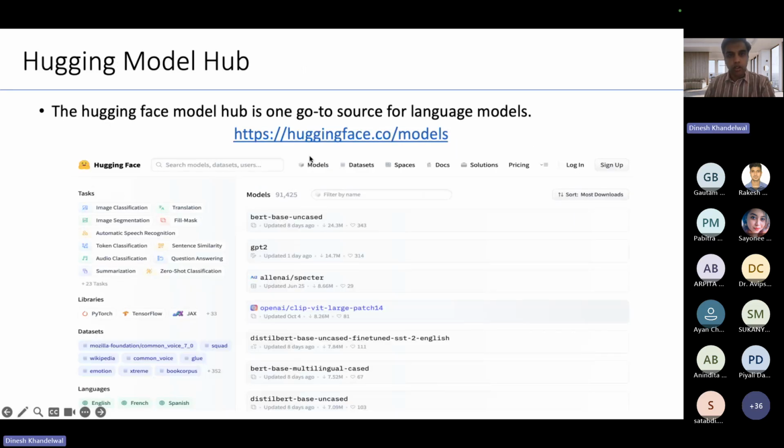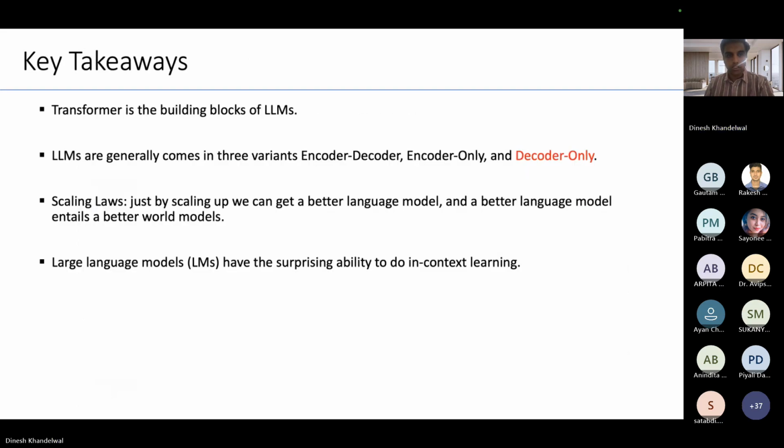I don't know if you know about Hugging Face, but Hugging Face is a hub, a go-to source for language models. You can go there and download those models. People and companies upload their models and all the recipes, like how to use those models, on Hugging Face. So Hugging Face is a hub where you can go and fetch these models.